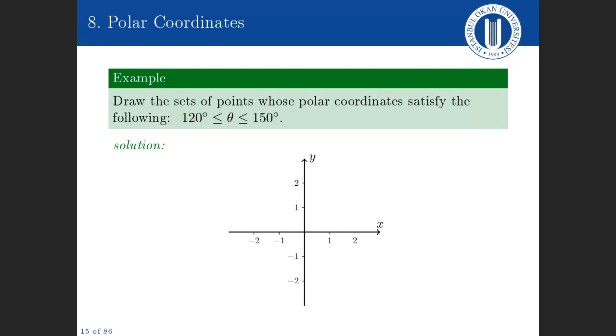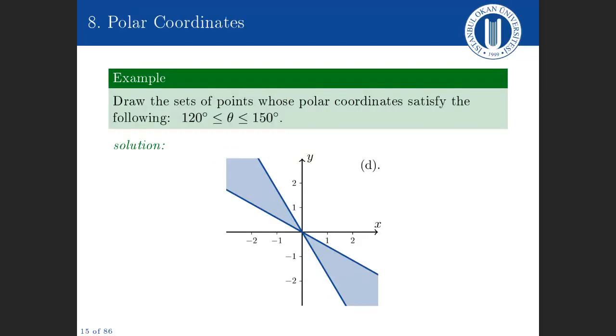And finally, draw the set of points whose polar coordinates satisfy that theta is between 120 degrees and 150 degrees. So 120 degrees, start at x, rotate anti-clockwise 90 degrees, point straight up, do another 30 degrees, and we get to about here. And 150 degrees, rotate another 30 degrees, we get to about here. We want the points which are between these two lines. We want to draw this region.